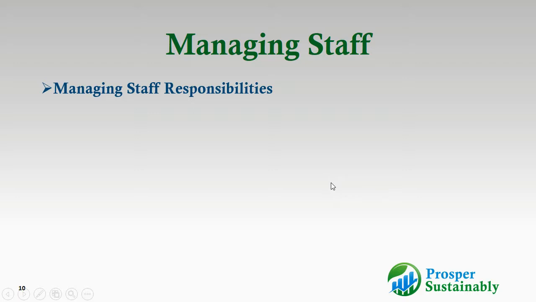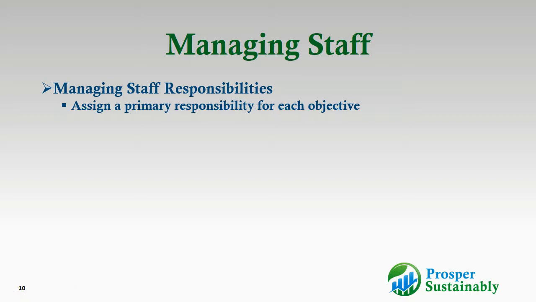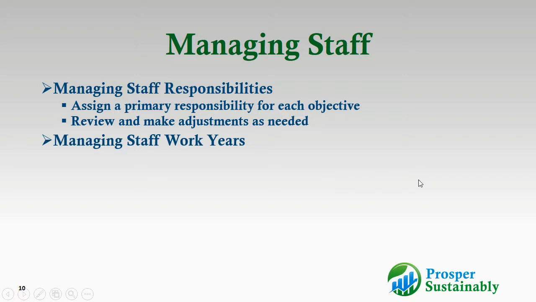So what I mean is, in terms of managing staff responsibilities, within the spreadsheet itself, you can assign a primary responsibility for each objective amongst your staff members. So you have a point person for every single one of the 1-year objectives. And so you know who to go to when discussing the status of a particular objective. So you want to review these and make adjustments as needed when you're initially developing the plan and then repeat that process on an ongoing basis. I'm going to show you what that looks like in a moment.